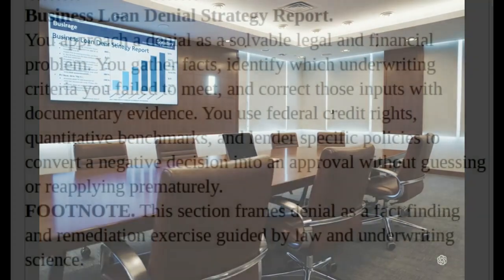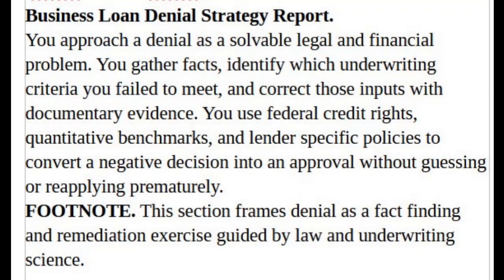Business Loan Denial Strategy Report. You approach a denial as a solvable legal and financial problem. You gather facts, identify which underwriting criteria you failed to meet, and correct those inputs with documentary evidence. You use federal credit rights, quantitative benchmarks, and lender-specific policies to convert a negative decision into an approval without guessing or reapplying prematurely. Footnote. This section frames denial as a fact-finding and remediation exercise guided by law and underwriting science.